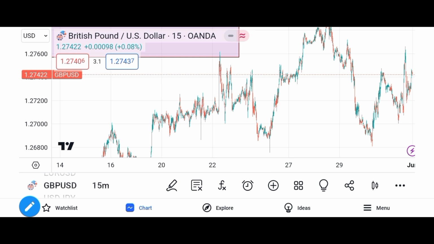Today, we're going to be discussing institutional order flow. And no, it's not about ICT. It's not anything ICT related. It's not about order blocks or any of that. No, we're simply talking about price action and market structure.